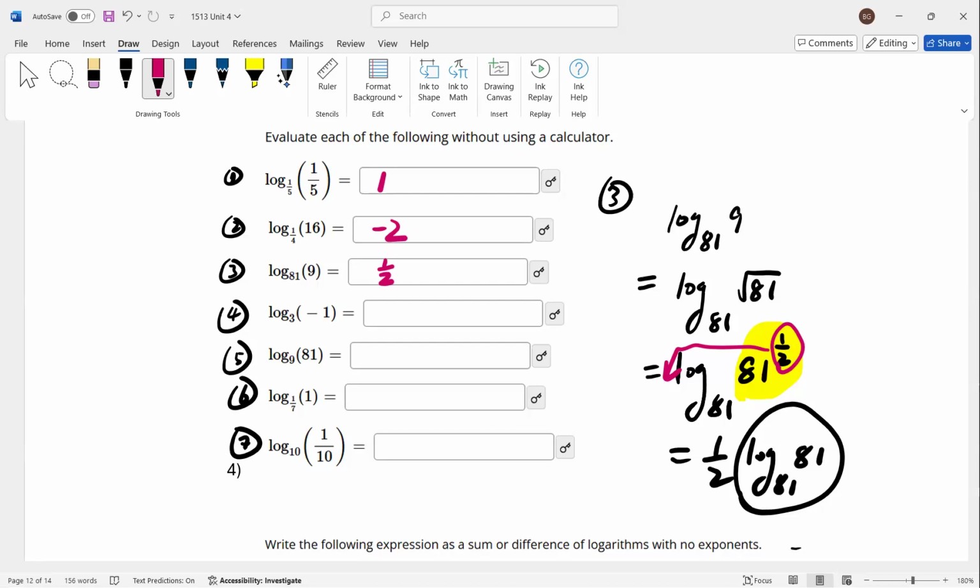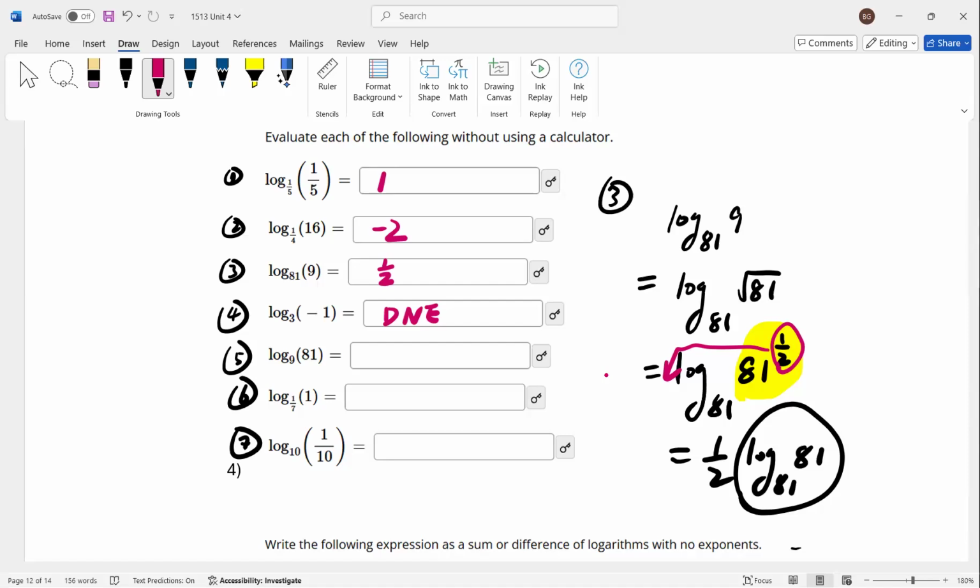Guys, could the argument be a negative number? No. -1 cannot be an argument, okay? It does not exist. You do not need to evaluate because it cannot be evaluated. The value does not exist, it is not well defined.